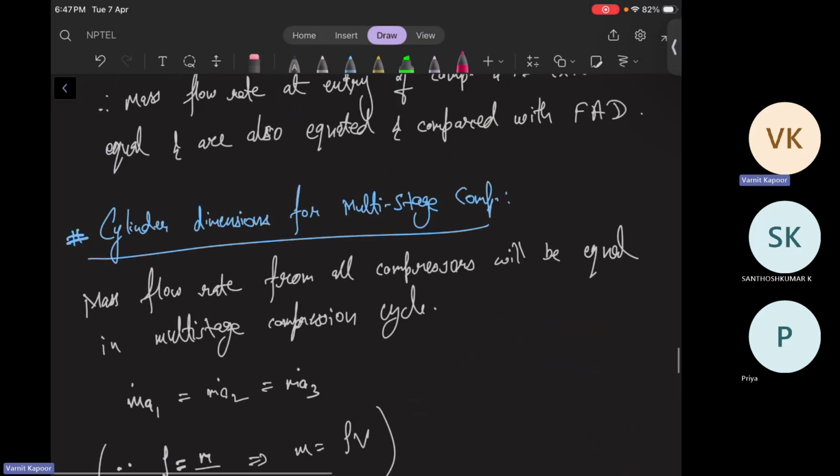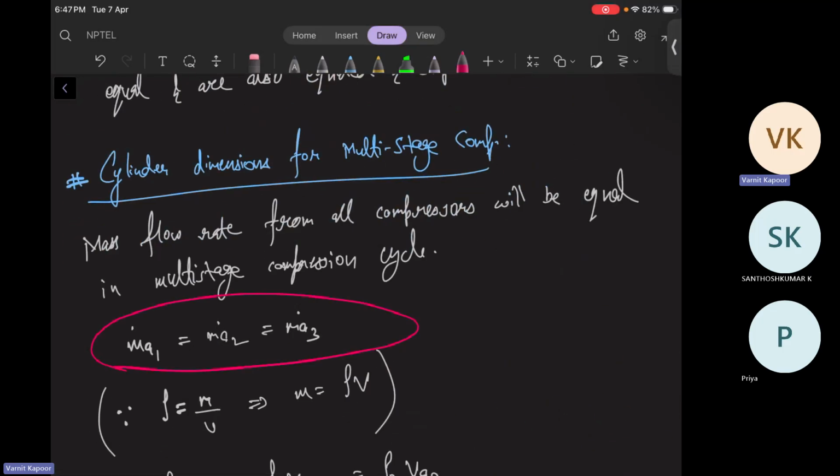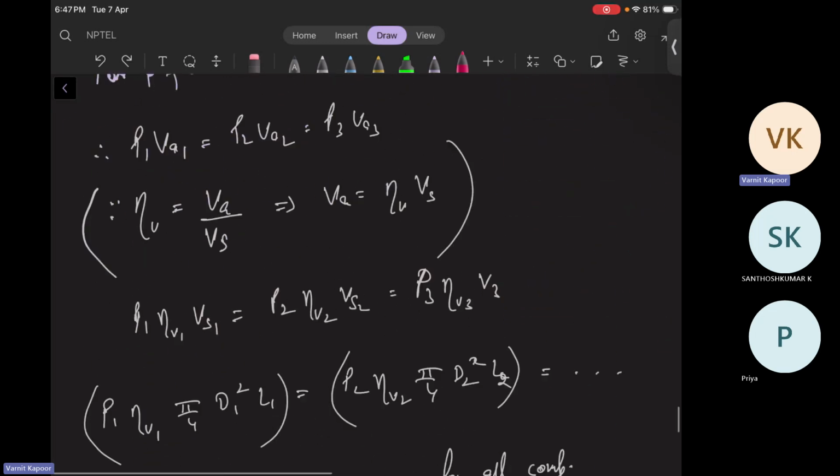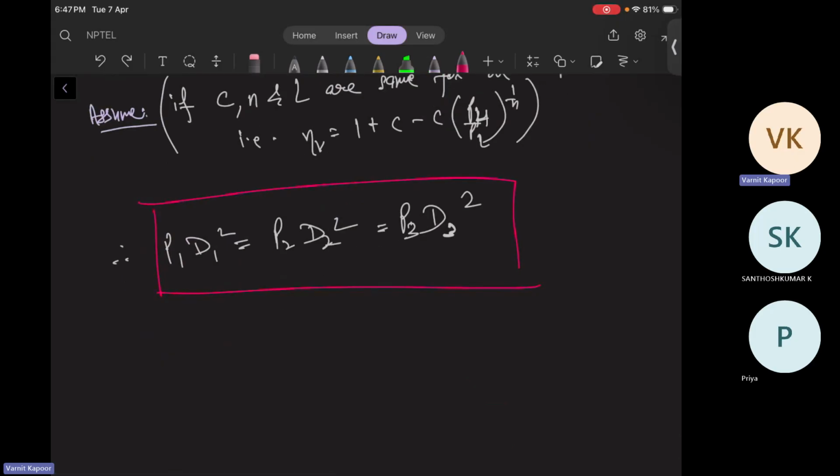So this is your condition, but you don't have to learn this condition. Always remember that mass flow rate will be equal, and always derive from this. But this is the scenario where you can say cylinder dimensions for multi-stage compression can be achieved. That is P into D square is equal to constant. Any doubts still here?